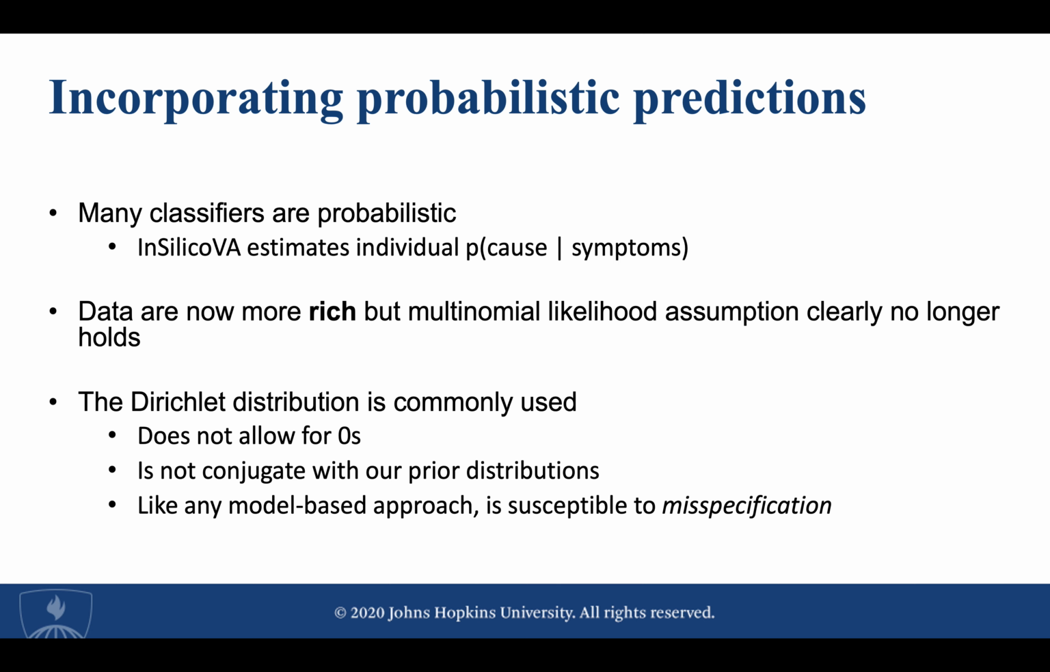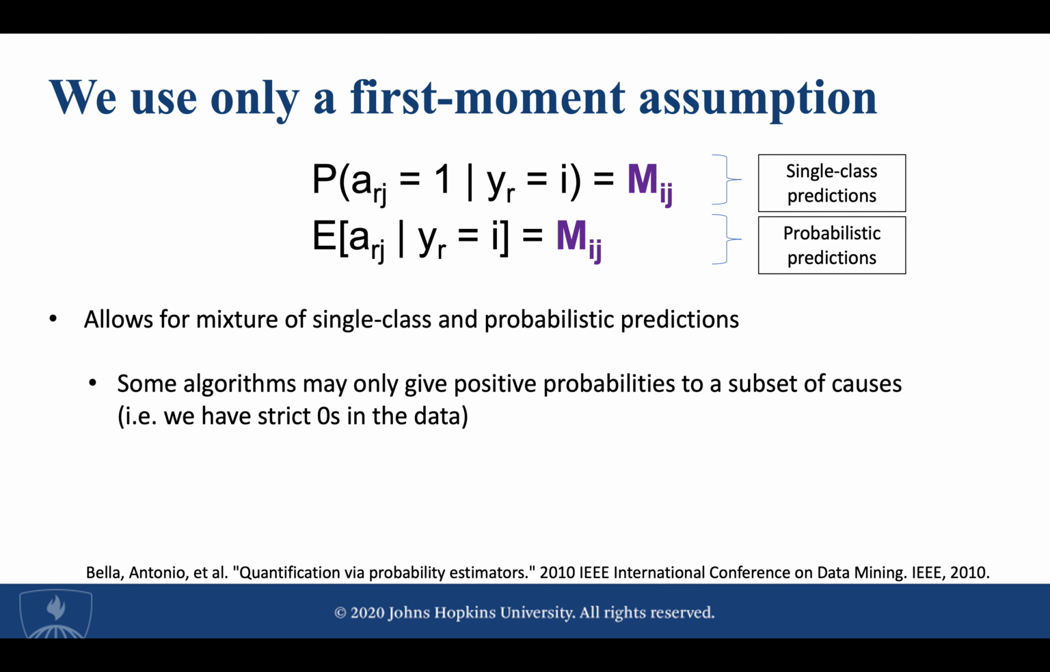The limitation to this previous approach is that it is only appropriate for when we have single class predictions. However, many algorithms give compositional predictions. One way to handle this in the Bayesian framework is to use a Dirichlet likelihood, but the issue with this is that it does not allow for zeros in the data, which would make it unable to handle single class predictions. And it is importantly subject to model misspecification, which is extremely likely in the setting where we're trying to model algorithm predictions with no expectation about the true data distribution.